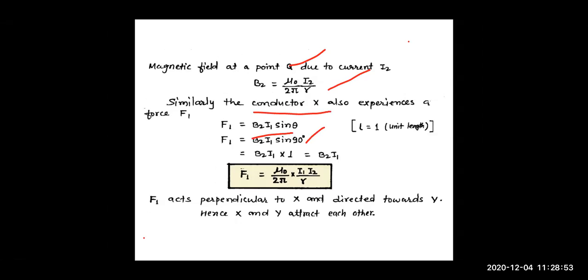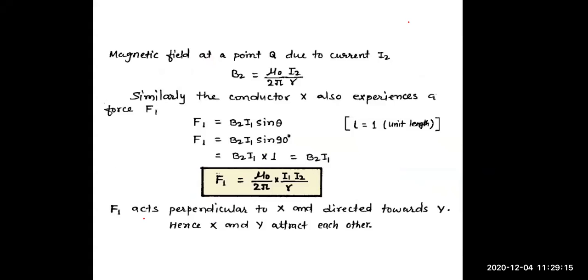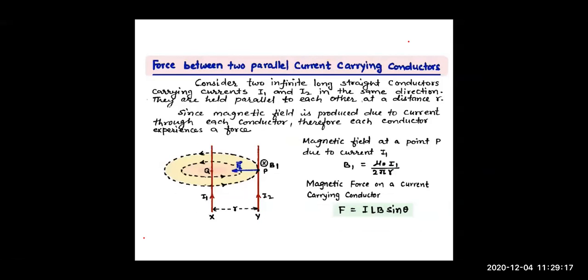Now, the force that it is going to experience, similarly, will be B2 I1 sin theta. Theta is 90 and you will get here F1 equals B2 I1. Substituting the value of B2 in this equation, we will get this. So this is the magnitude of force, and the direction of force can be found out by Fleming's left hand rule. The direction of force was found to be in this direction, that is F1. So F1 was in this direction, F2 is in this direction. So aren't they, children, attracting each other?